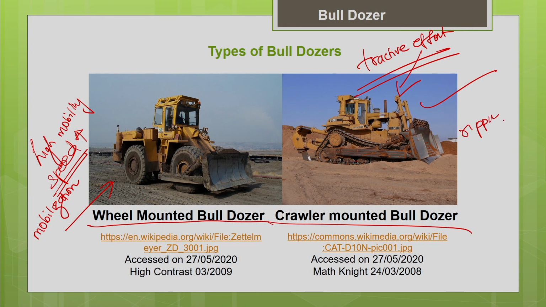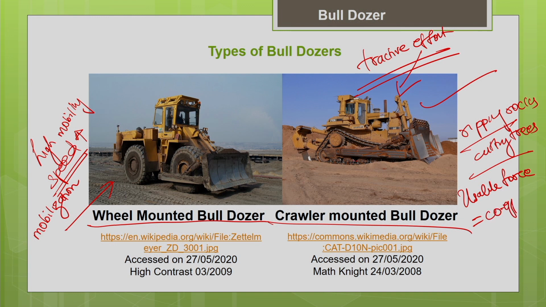That is why for most of the tough conditions, say for example ripping rocks, cutting trees, all these are tough jobs. For that we generally go for only crawler mounted because that will be able to deliver more tractive effort. We know that already how to estimate the usable force. The usable force is nothing but your coefficient of traction multiplied by weight on driving wheels.